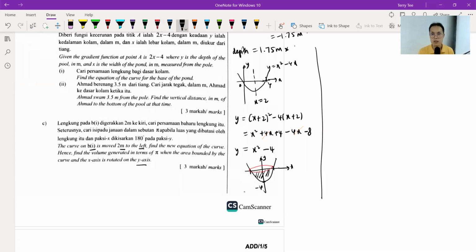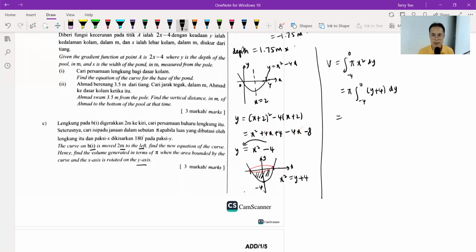So when you rotate 360 degrees about the y-axis, we need to use pi x squared dy. Your lower limit is minus 4, your upper limit is 0. So let's make x squared the subject. x squared will be y plus 4. Bring over. So let's substitute inside: pi, integral from minus 4 to 0, of y plus 4 dy.